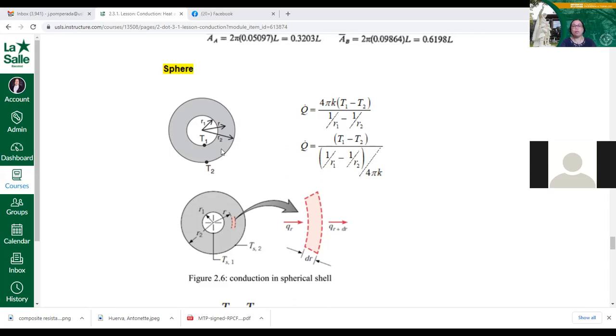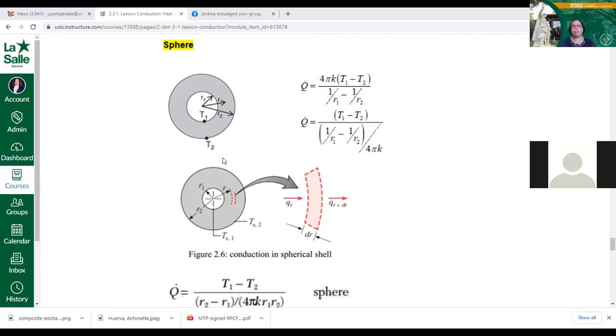Okay, so the direction of heat transfer in this case would be from the center of the hollow region outwards, so going out. But still, the distance is to be measured from the center of these two concentric circles formed from the surfaces of your hollow sphere. So from the center of that.